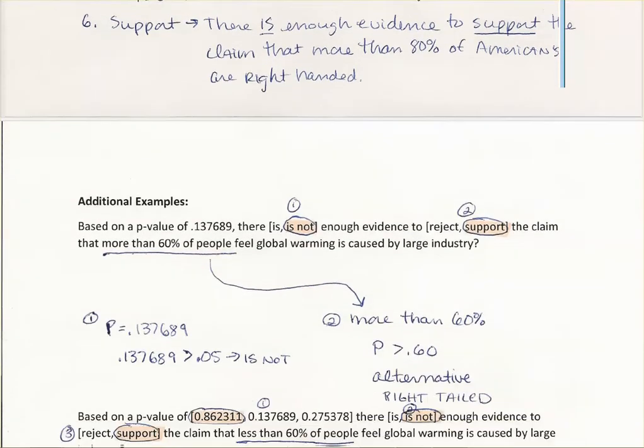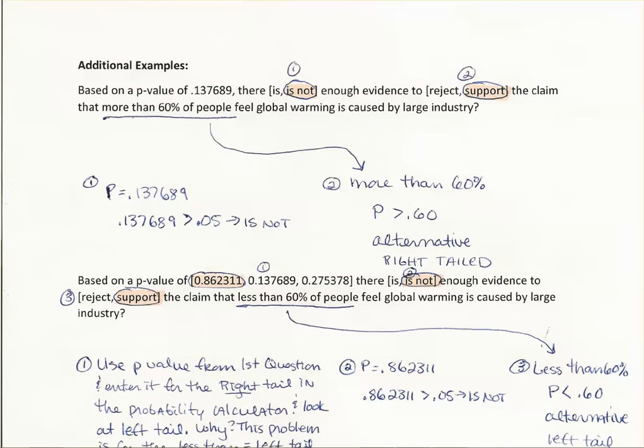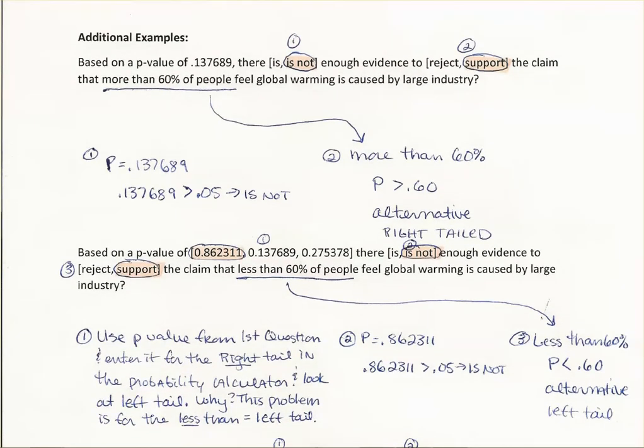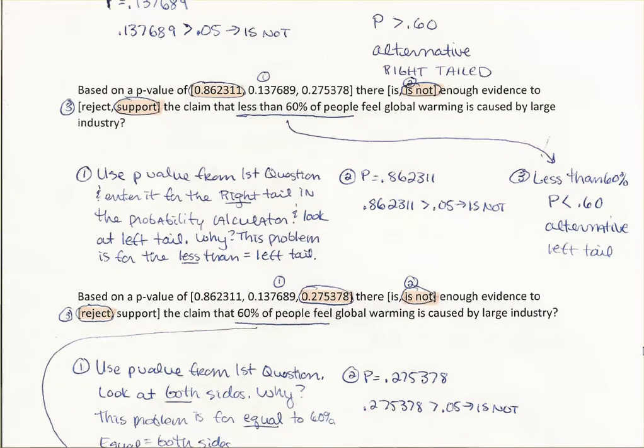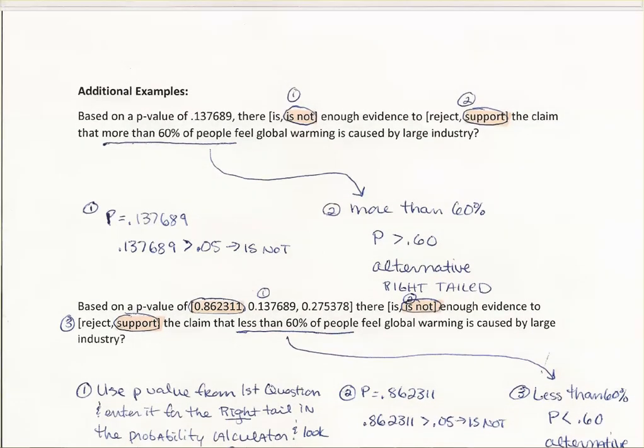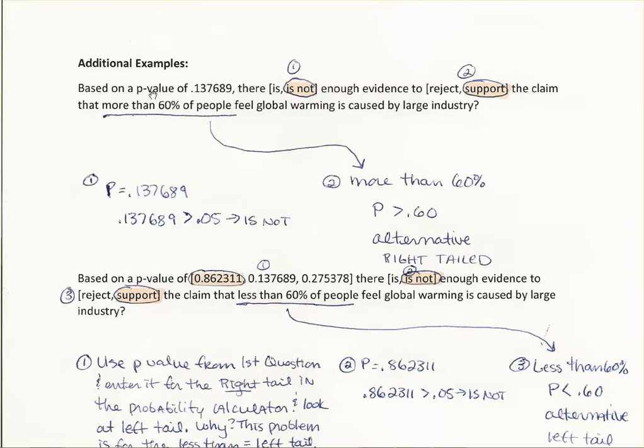The next thing we're going to look at then is these additional examples. Especially looking at your quiz, you're going to get something like this. And the thing that's important to note is that all 3 of these are related to each other. So to start out, based on a p-value of 0.137689, there is or is not enough evidence to support the claim that more than 60% of people feel global warming is caused by large industry.